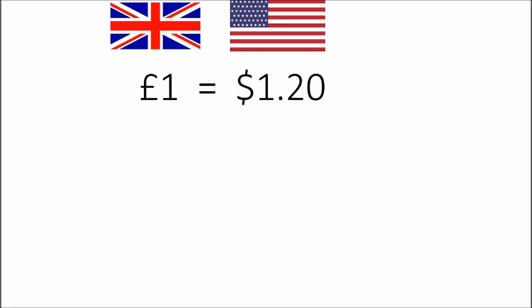Okay, so let me give you another example of two quantities which are in proportion. Let's say if you're going to go on holiday to America, before you go, you want to change some pounds into dollars because they don't use pounds in America, they use dollars. So I'm going to tell you that £1 is approximately $1.20. My question to you is, how many dollars will I get for £8? So if I know that £1 is $1.20, how many dollars do I get for £8?